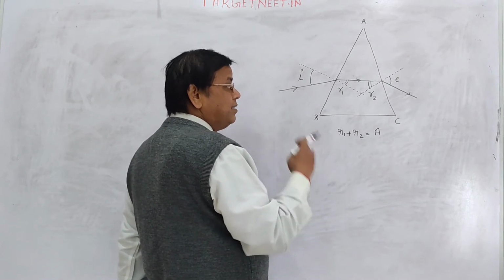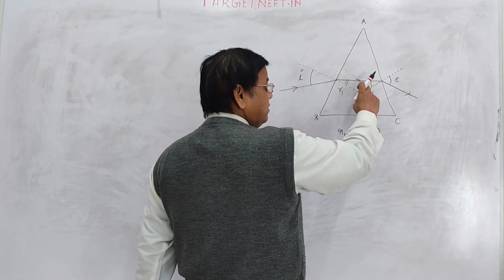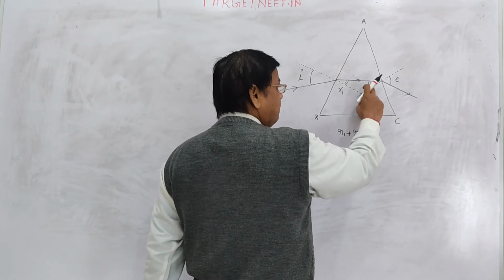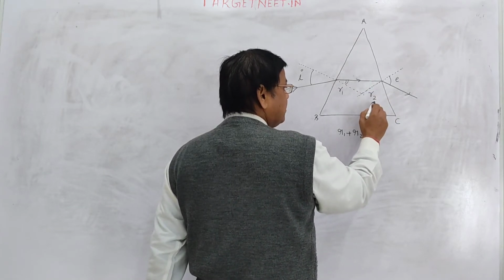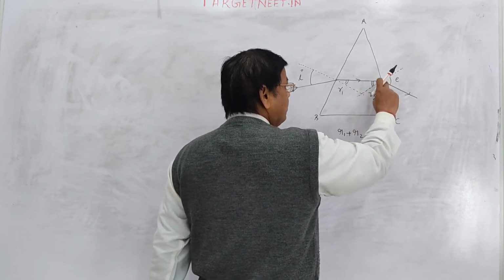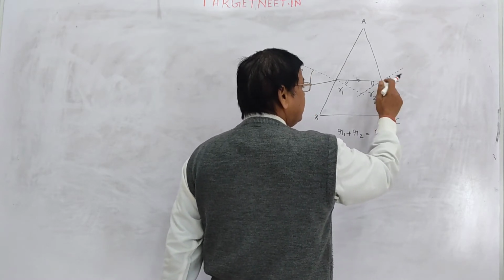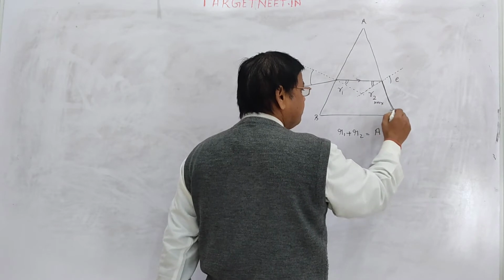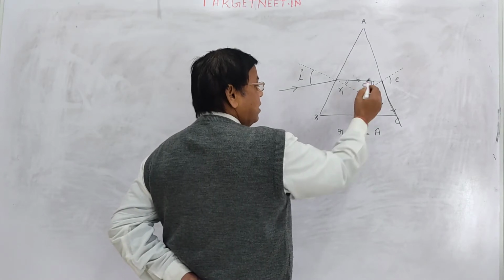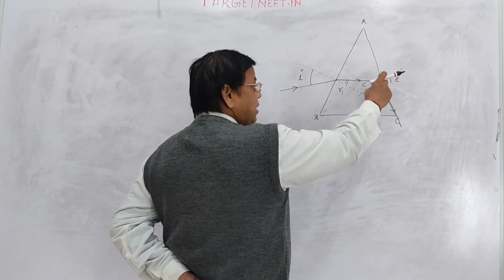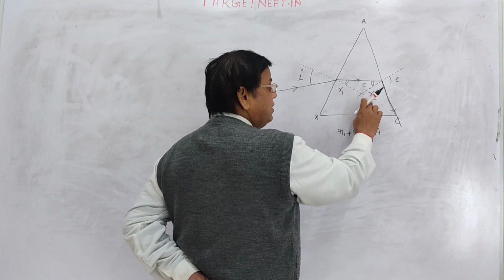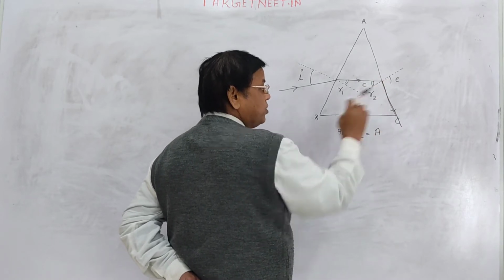Now suppose I start increasing this angle of incidence R2, so angle of emergence starts increasing. At one time, suppose this R2 becomes equal to C, then what will happen? This angle of emergence will be 90 degree. So light will go like this. Grazing emergence, what you called. So when this angle of incidence, that is R2, becomes equal to C, angle of emergence becomes 90 degree.